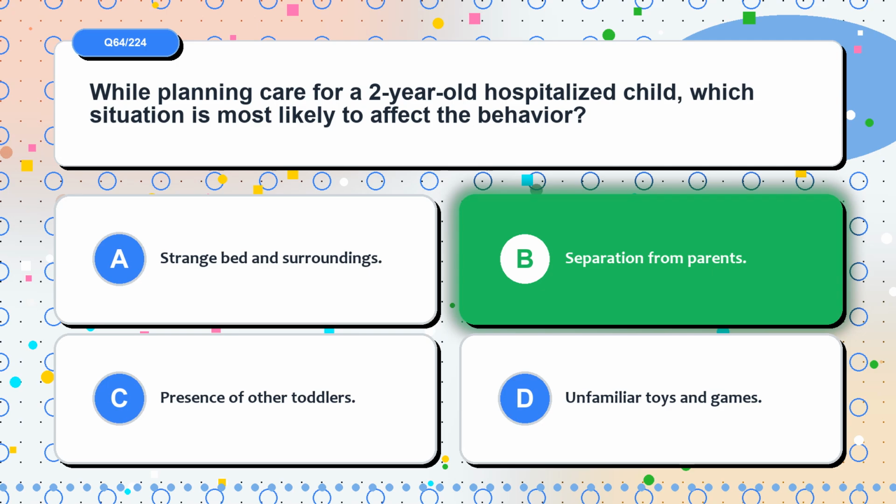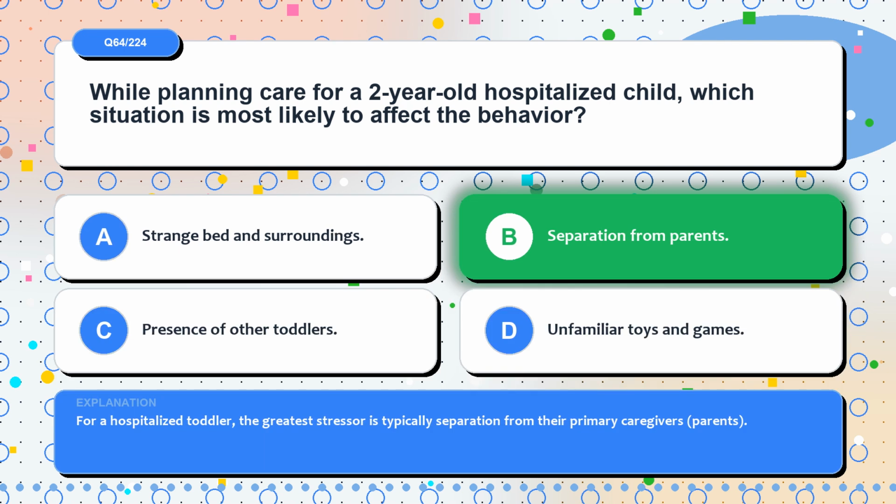The correct answer is option B. Separation from parents. For a hospitalized toddler, the greatest stressor is typically separation from their primary caregivers, the parents.